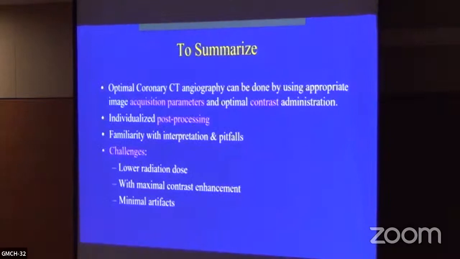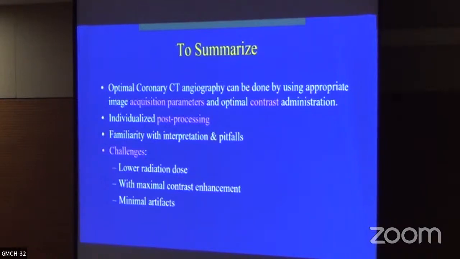To summarize, optimal coronary CT angiography can be done by using appropriate acquisition parameters and optimal contrast administration. Have individualized post-processing, have a look at each and every part of any segment of the coronary artery. If it is not seen in a particular phase, you may have to reconstruct and have a look at all the phases of that particular segment itself. So sometimes you may have to do that.